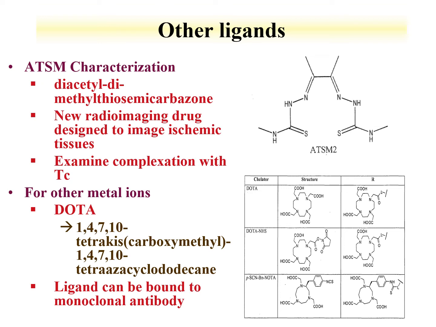So for instance, if one has a monoclonal antibody for a specific tumor, one can tether a DOTA to the monoclonal antibody, incorporate a metal ion such as lutetium-177 or actinium-225, that would be transported to the tumor site and then during the decay cause tumor cell death.